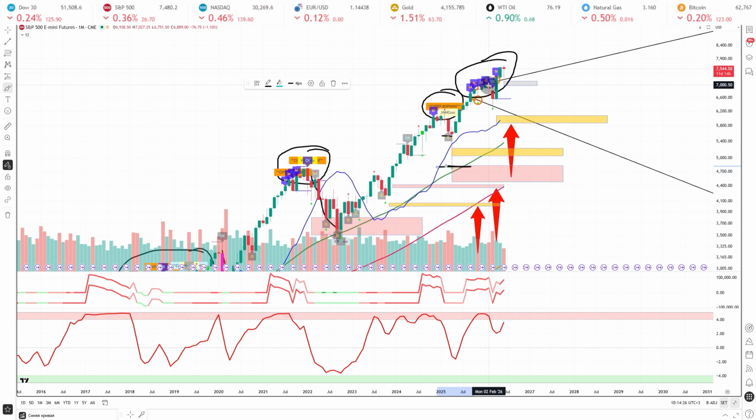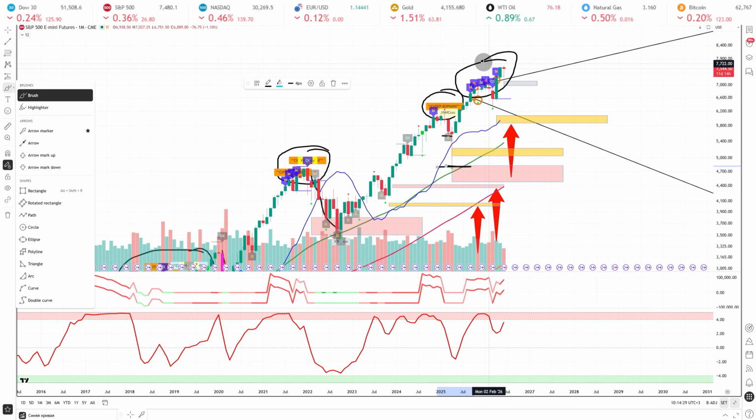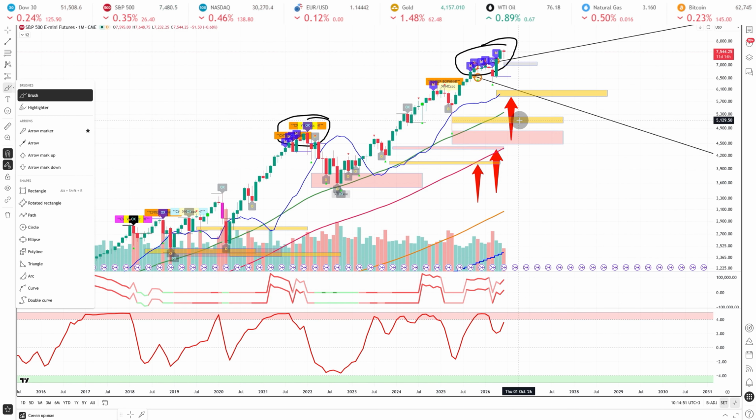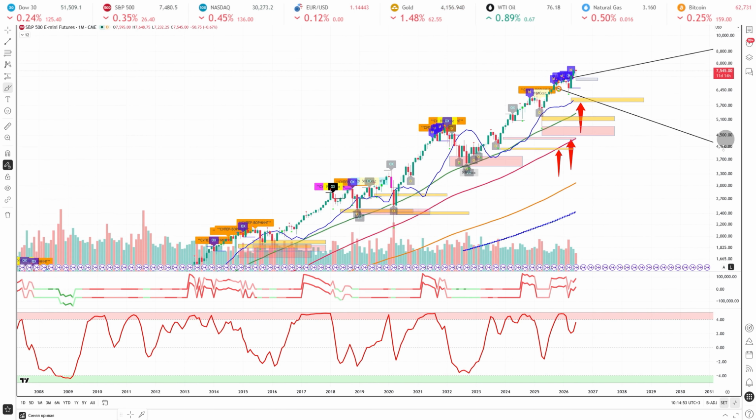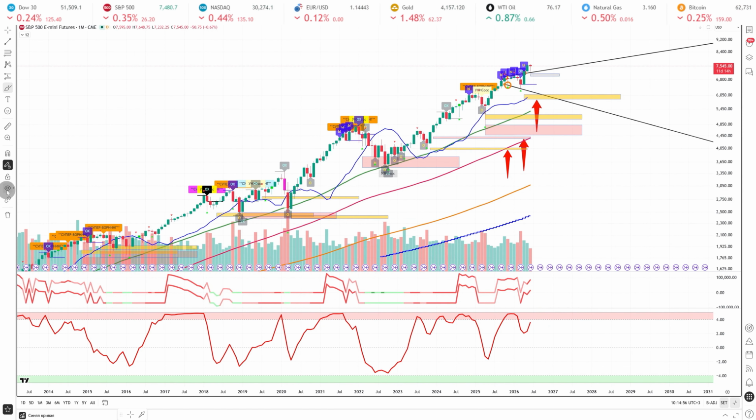Now, there's a nuance here. All these signals are homogeneous. That is, they come from a single indicator. But here, the signals came from different indicators. Therefore, it's premature to conclude that the market will fall. But note that if we remove all my markings, all my drawings, we see the following. I won't even remove the indicators. No, we'll need the indicators.